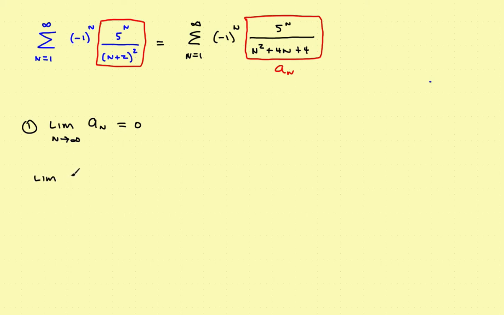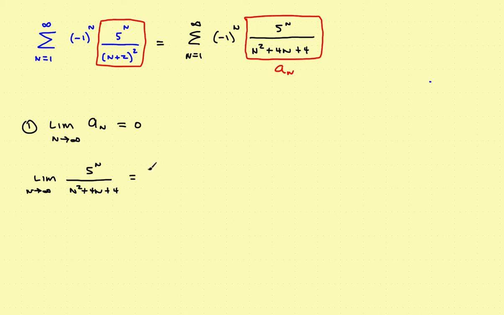In this case, we'll go ahead and put it right here. This will be the limit of, now the sequence is 5 to the n over n squared plus 4n plus 4, as n goes off to infinity. Now you'll recognize, if n goes to infinity, the numerator is going to infinity, the denominator is going to infinity. So this is a case of infinity divided by infinity, and hopefully you'll recognize that you have to use L'Hopital's rule on this.